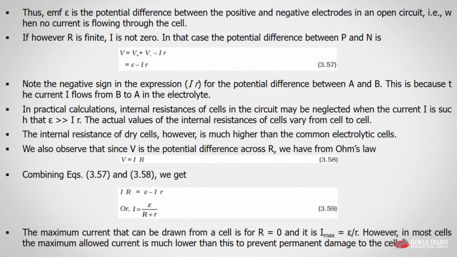So combining equations 3.57 and 3.58, we get I is equal to epsilon divided by R plus small r, and the maximum current that can be drawn from the cell is for R equal to 0, and it is I max is equal to epsilon by r. However, in most of the cells, the maximum allowed current is much lower than this to prevent permanent damage to the cell.